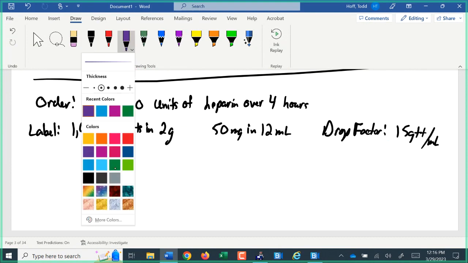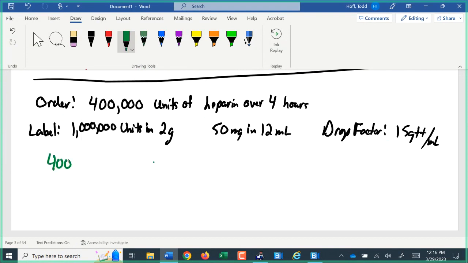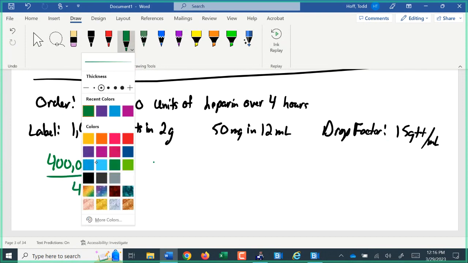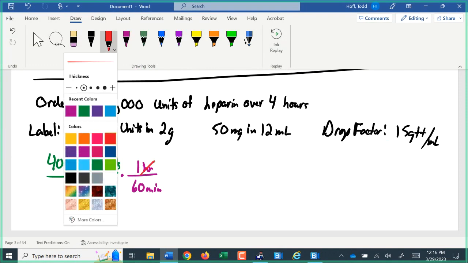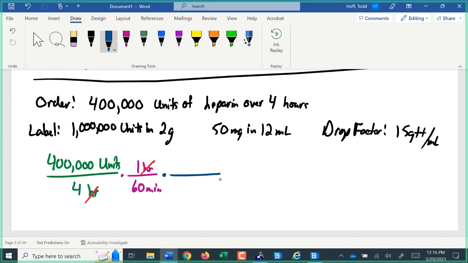So we start with the doctor's order, 400,000 units over 4 hours. Now I still want to get rid of the hours, so I'm going to do that first. 1 hour is 60 minutes, so we'll cancel out the hours. But now I want to get rid of the units, so I'll put units on bottom. My equivalency there is 1 million units is equal to 2 grams.